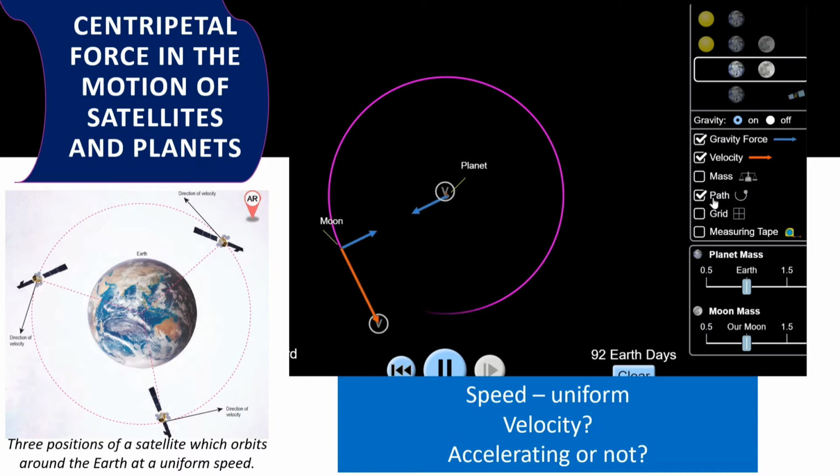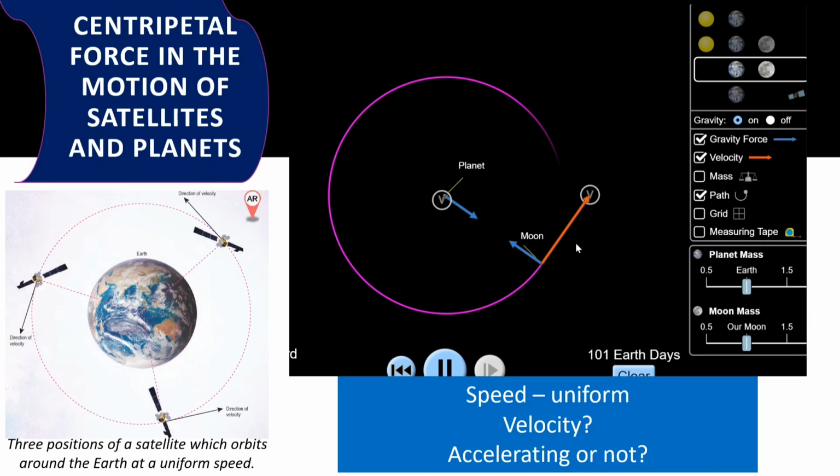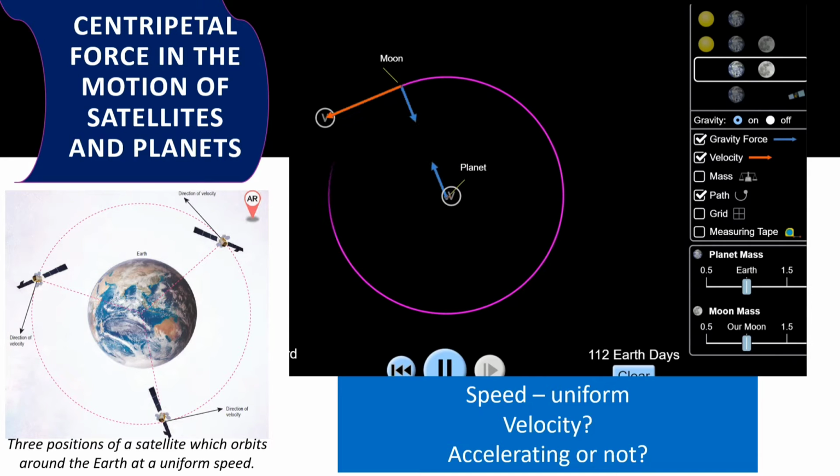The sun has a force towards the Earth. The Earth also has another force acting towards the sun. Now the Earth is orbiting the sun. The speed is uniform.